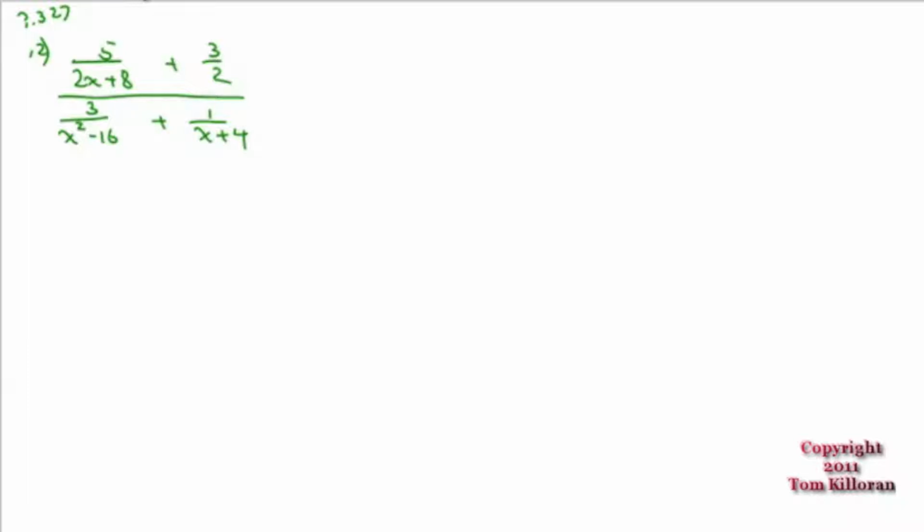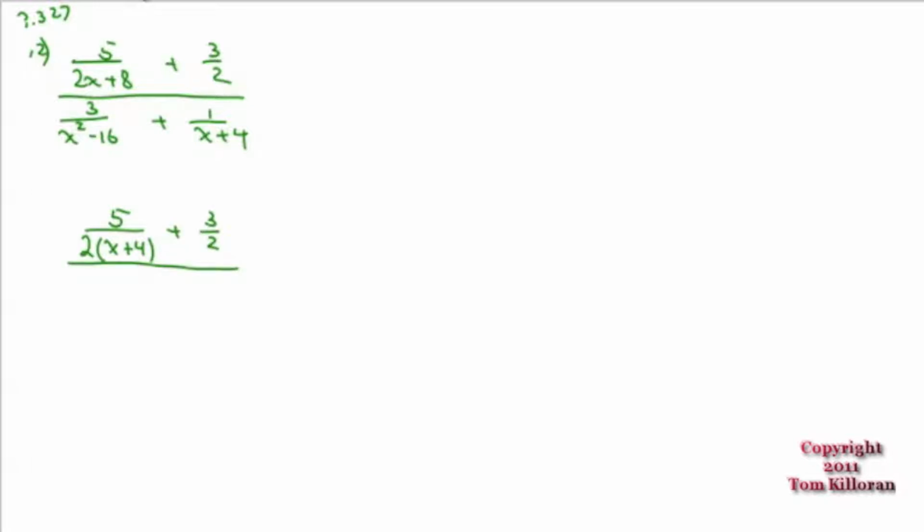The same goal as adding and subtracting fractions. You want to factor every denominator that you see. So, can you factor 2x plus 8? Yeah. So this becomes 5 over 2 times the quantity x plus 4. You can't do much with the 3 halves.